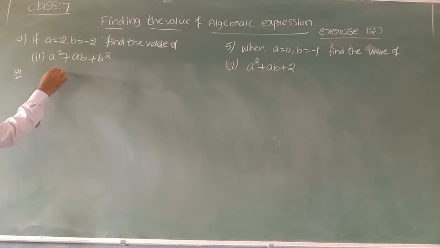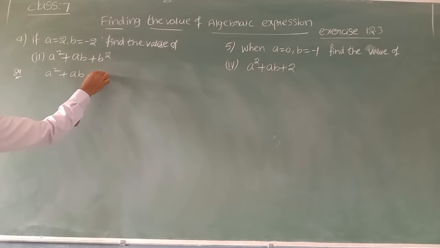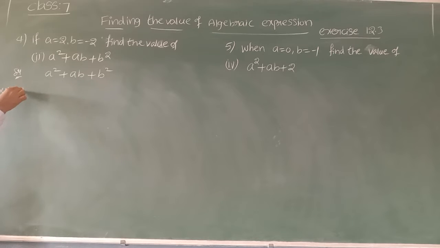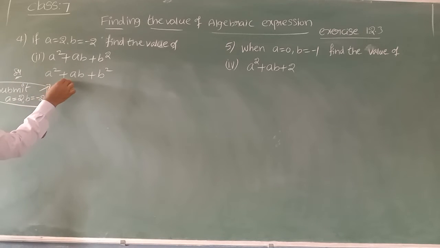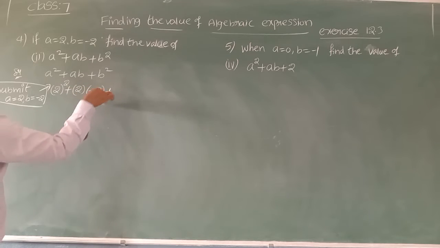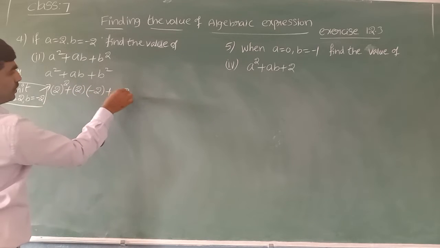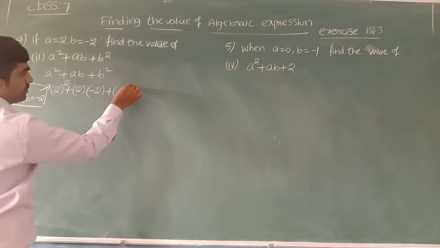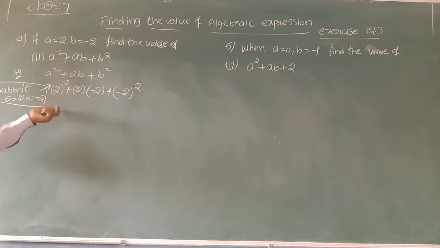So the given expression is a square plus ab plus b square. So here we need to substitute. What do we have to substitute? So substitute a is equal to 2, comma b is equal to how much? Minus 2. a is equal to 2, b is equal to minus 2. We will substitute in this. In the place of a, 2, 2 square plus in the place of a, 2 in bracket, in the place of b, minus 2. We can write plus, in the place of b we write minus 2, where b is minus 2 again, whole square. We are just substituting the values.